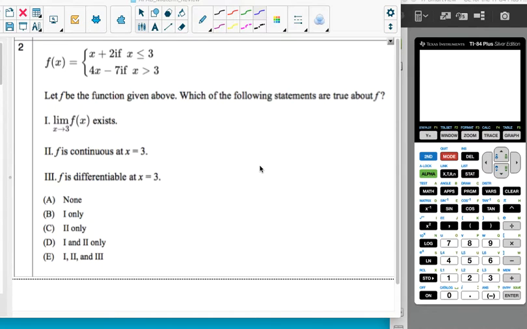All right, this is AP AB Calculus. We're doing midterm review, and this is multiple choice number 2, which is a non-calculator question. So let f of x be the function above, which is piecewise. Which of the following statements are true about f?